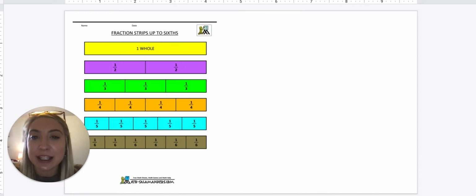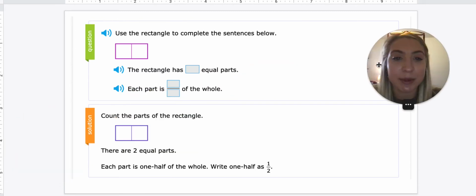Today we are going to be working with fractions and area models. As we can see here, we have our fraction strips. This just shows up to a 6. We'll be working with an 1/8. So we have our whole, and we know the bottom number is how many equal parts there are, and the one on top is showing that this is 1 part of 2, 1 part of 3, 1 part of 4. So let's get started.